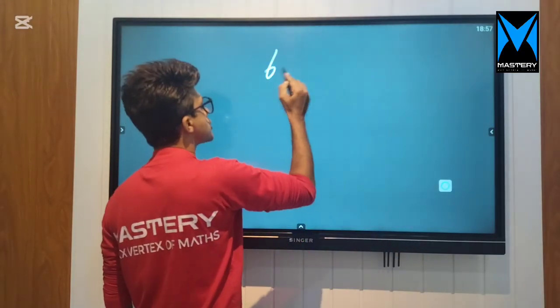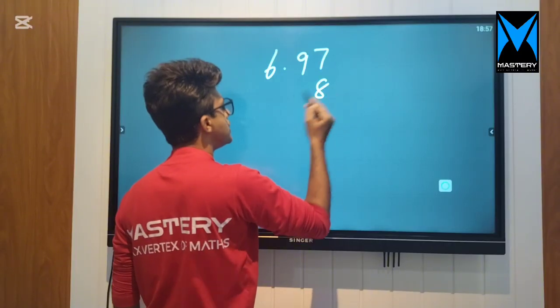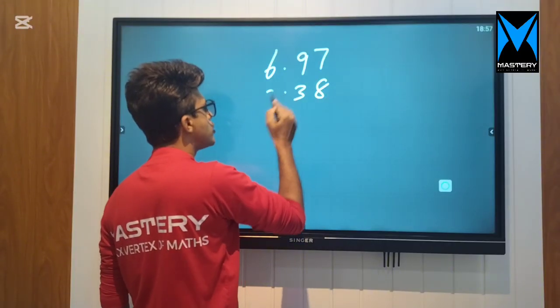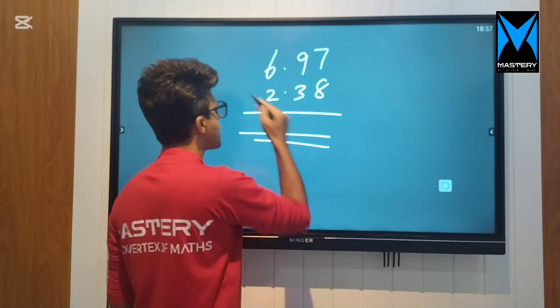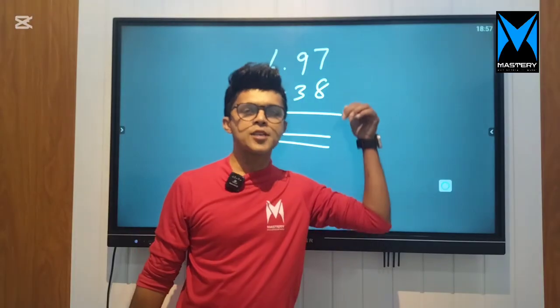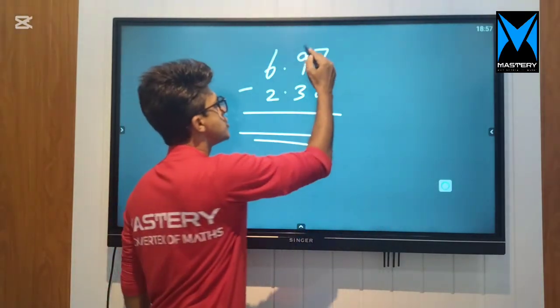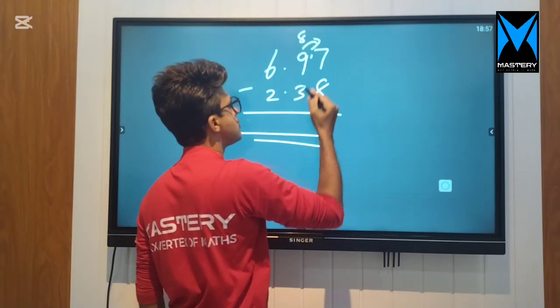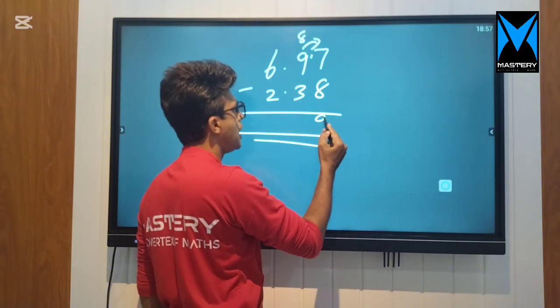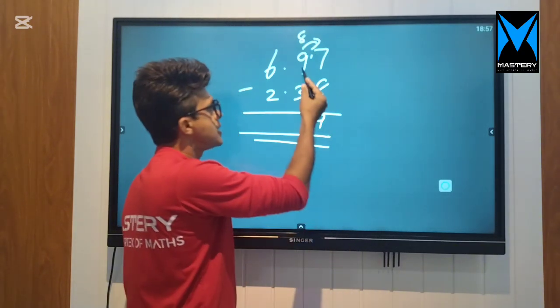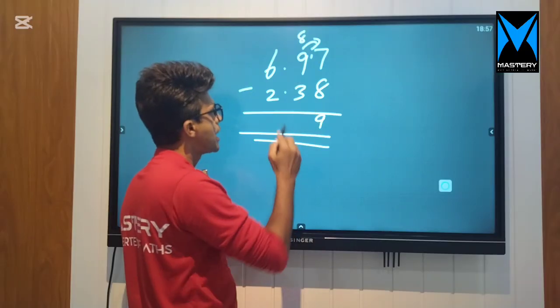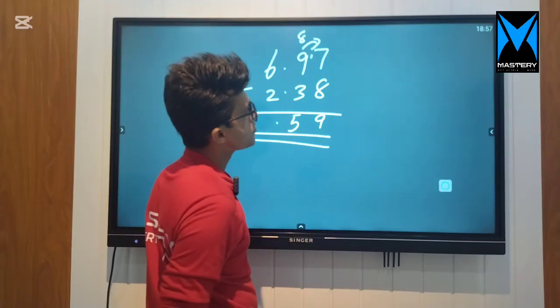So this one, 6.97 minus 2.83. How can you do this one? Generally it's unable to subtract 8 from this 7. Therefore you need to borrow 1 from this 9. So this 9 becomes 8. This is here 17. 17 minus 8 is 9. Then this 9 becomes 8. 8 minus 3 is 5.